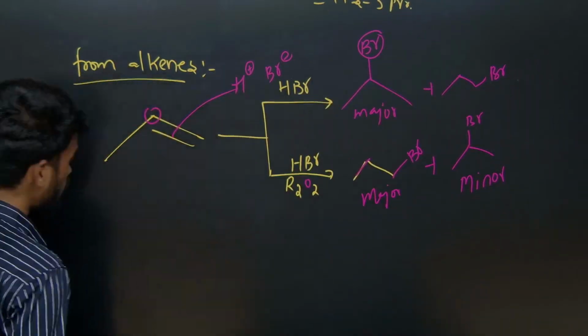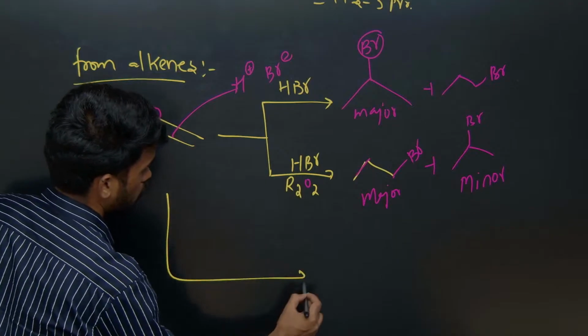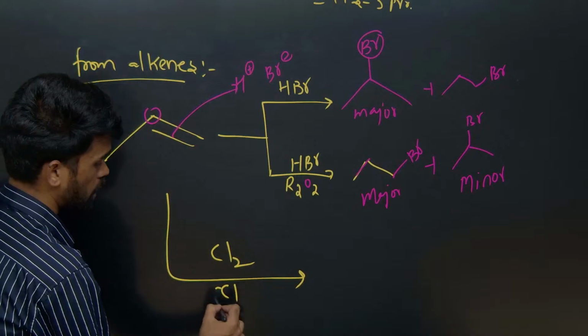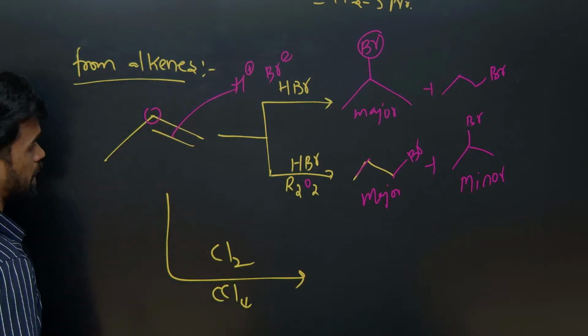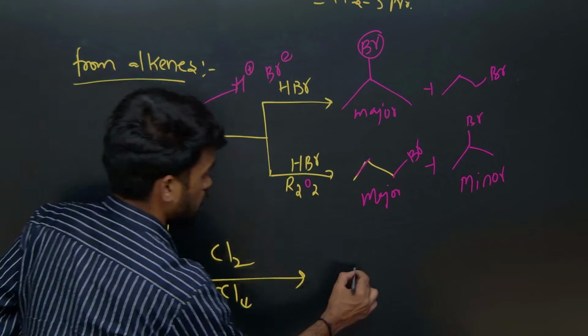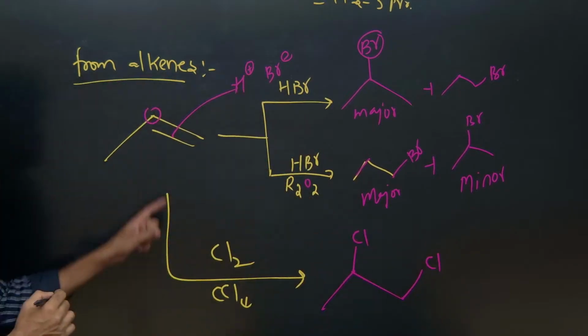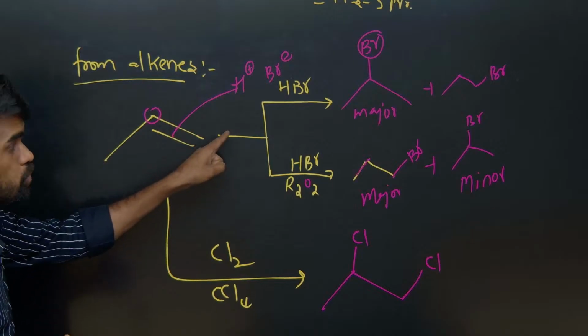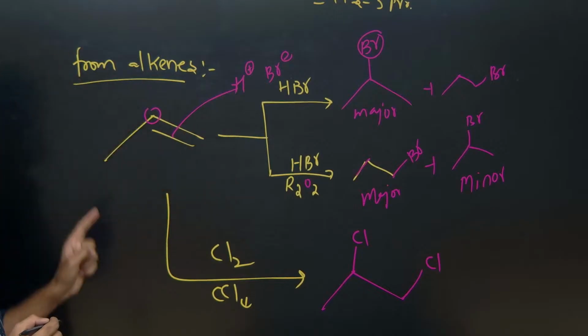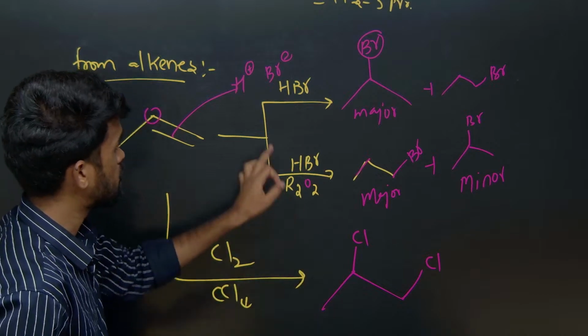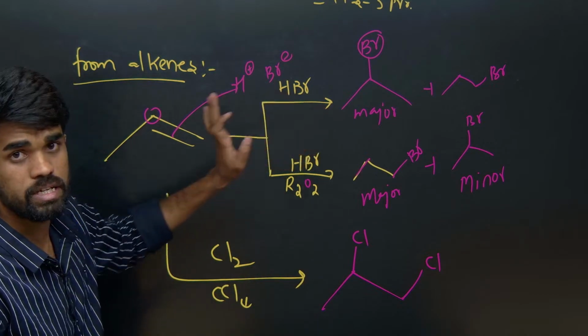Next, we can also add chlorine directly, chlorine or halogen X2 type in CCl4, a non-polar solvent. Therefore we will be getting what? We will be getting dihalogen compounds like this. On the double bond you add one chlorine at one position, the other chlorine at another position, on the other site. Okay, this is what halogenation. This is what hydrohalogenation we can say.